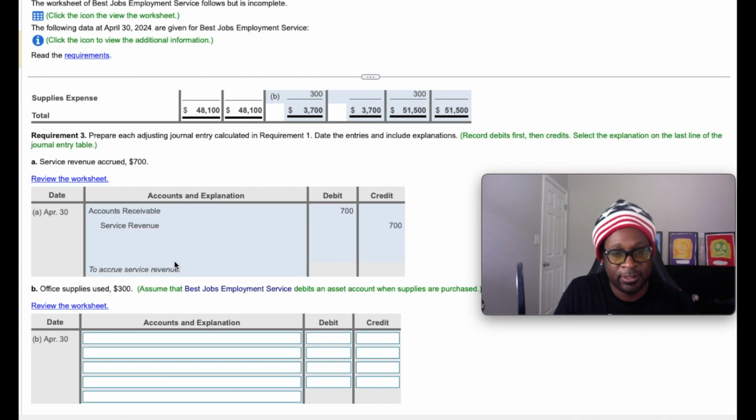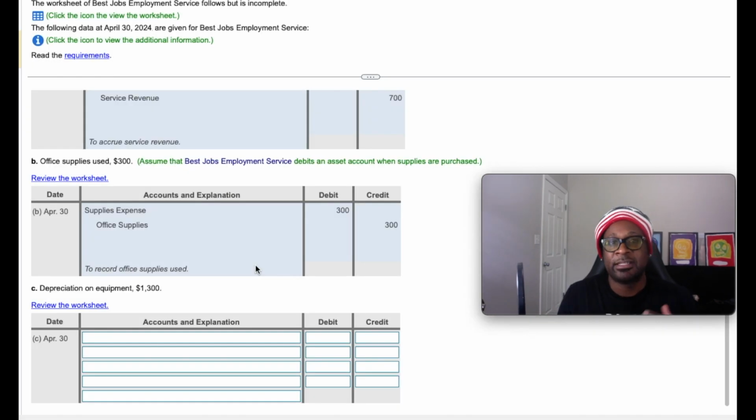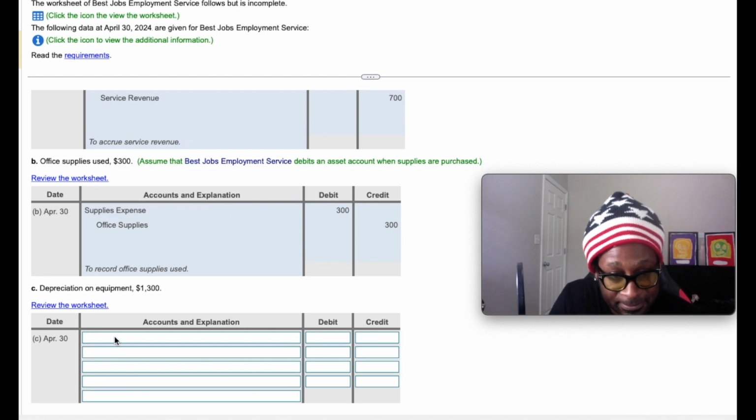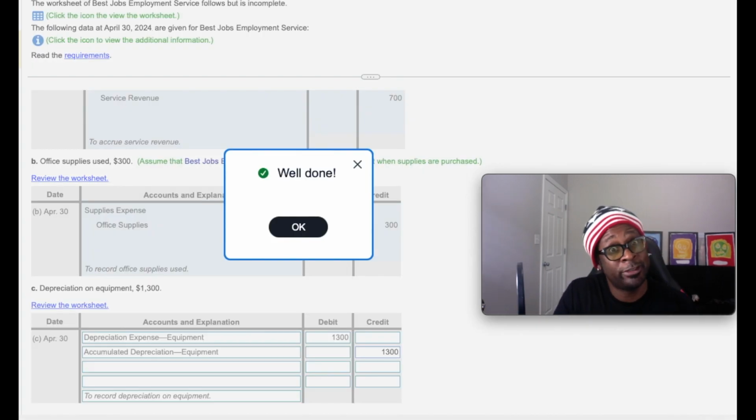Bags all day. And B, we saw that our office supplies was used for $300. Therefore, we debited supplies expense and credited supplies. Check the answer. Fantastic. Next, we saw we had to depreciate some equipment. So we debited depreciation expense equipment, credited accumulated depreciation equipment. Check the answer. Well done, gang.